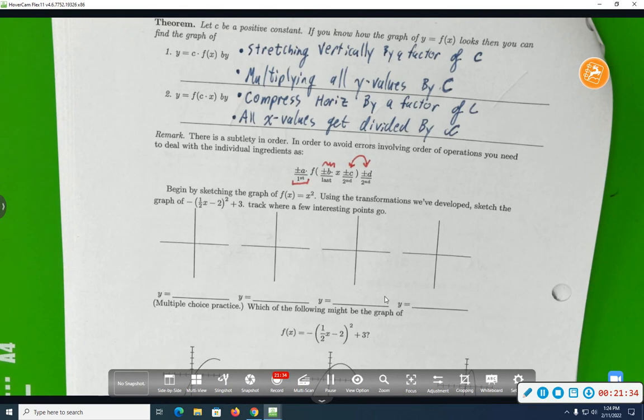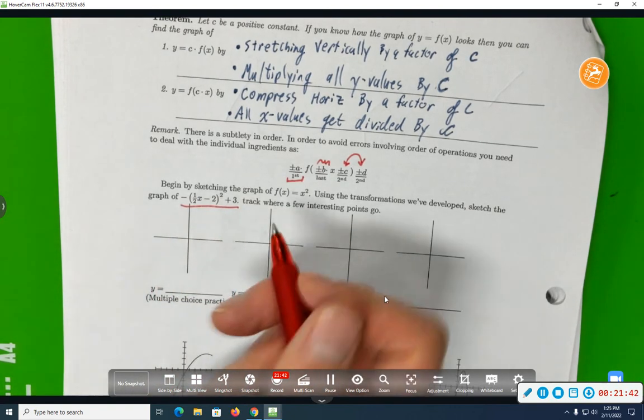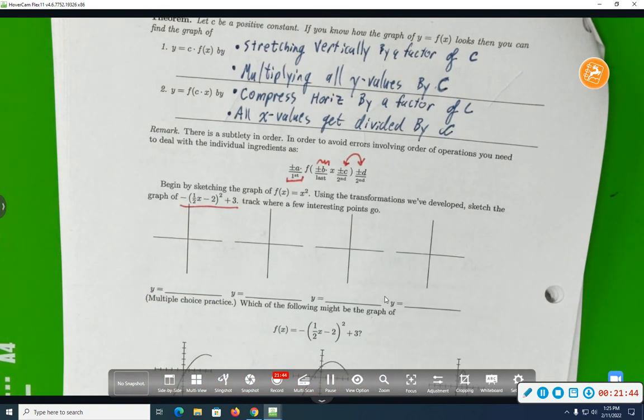That make sense? So let's see an example. Let's try to sketch the graph of negative 1/2 times (x minus 2) quantity squared plus 3. And I'll try to track where a few interesting points go. Maybe there will be a turny or roundy point, so we'll track that, because that's an interesting point. And then maybe we'll try to suss out any intercepts. All right, so let's go ahead and do it. Start with the graph of y equals x squared, I guess.